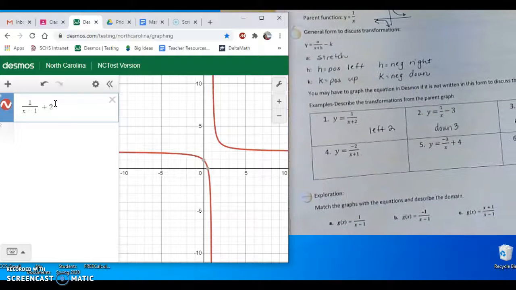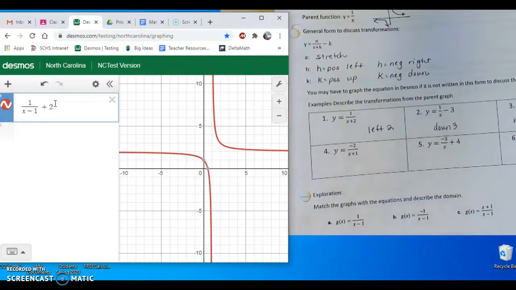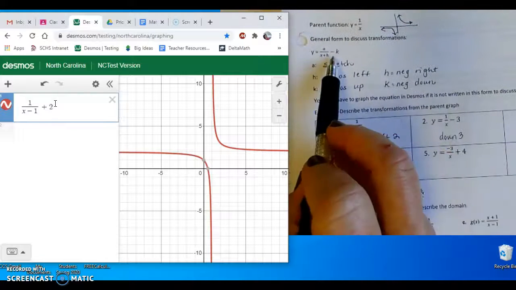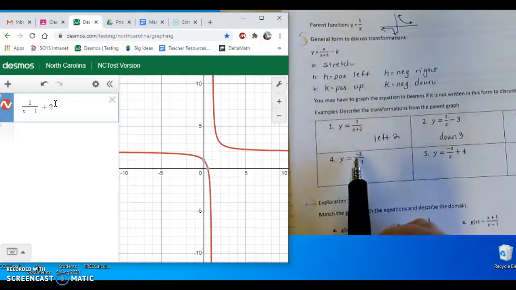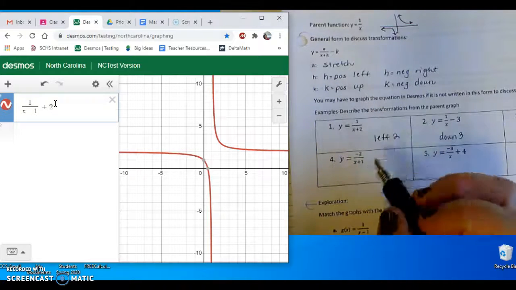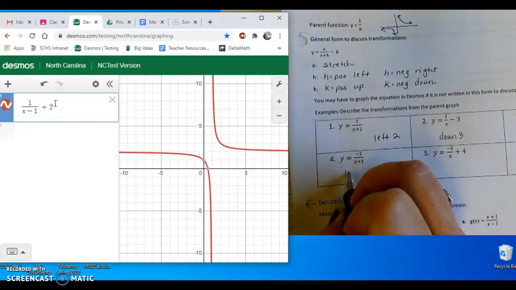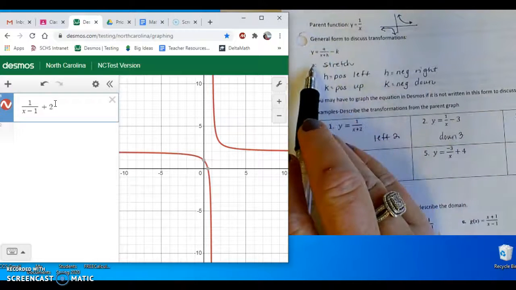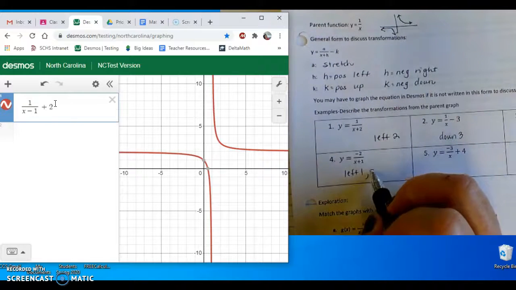Alright, number 4. Alright, on the bottom, that's the h part. And so that's going to be moving it left because it's opposite, so left 1. The 2 on the top is a stretch.